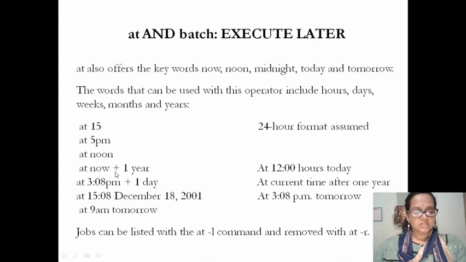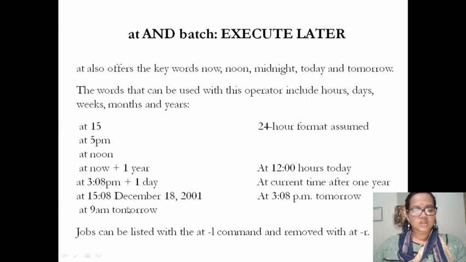Just look at here, the symbols to act as an operator, and the words that can be used for these operators like hours, days, week, month, year. Many things can be used as your parameters. Okay, so just check it out. 0815, it is a 24-hour format assumed. So at 5 p.m., at noon, see here we have used noon, at now plus 1 year, at 12 hours today. So 3:08 p.m. plus 1 day, current time after 1 year, at 15 December 18 at 9 a.m.